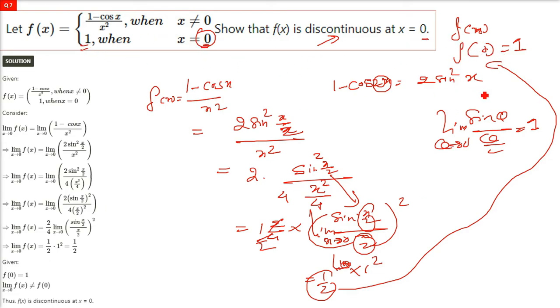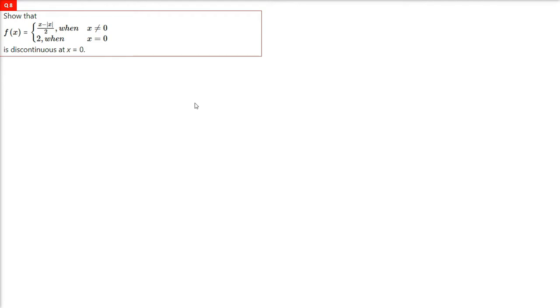If you have to show the continuity, follow the left hand limit, right hand limit concept. If you just have to show discontinuous, follow this option. Next one is, show that this is discontinuous. So you can again do the same way or apply the left hand limit, right hand limit. It's up to you.